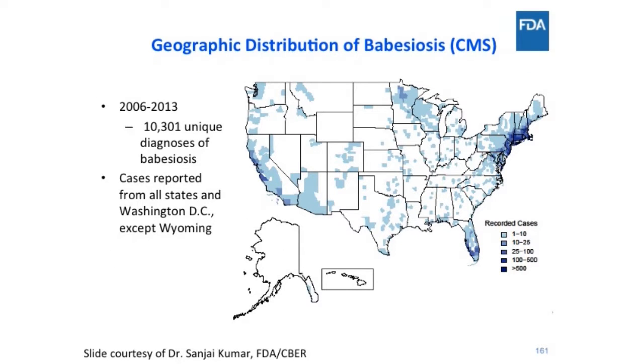So I mentioned earlier about the distribution of the disease, and you can see that the concentration is primarily in New England, a lot in the upper Midwest. There's also a number of cases in California. However, that's a different subspecies of the parasite that we see in the California area.